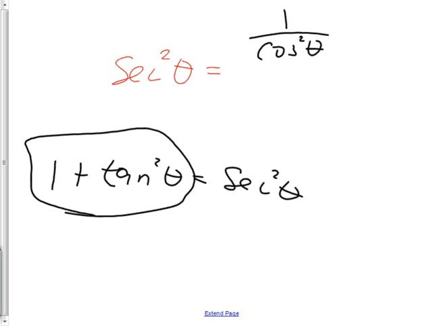Yes? No, the cofunctions don't work when they're squared. But thank you for trying.